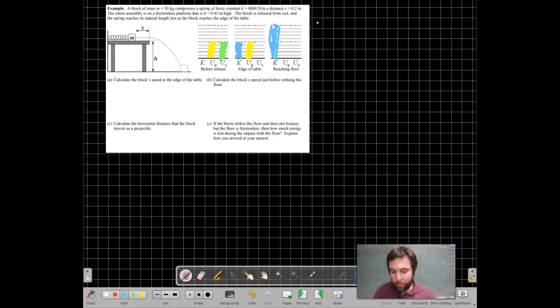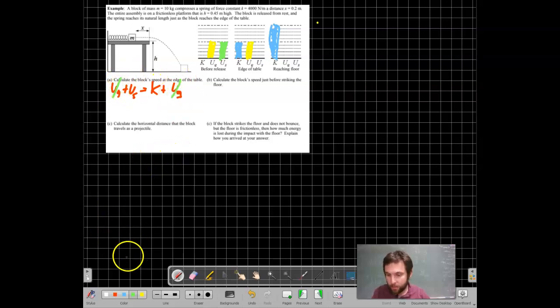Part A says calculate the block's speed at the edge of the table. Now that we've looked at the bar charts, and we have these here for reference, we can calculate the block's speed at the edge of the table by taking the energies we have in the beginning and setting them equal to the energies we have at the end. In the very beginning, we have gravitational potential energy and spring potential energy. And in the end, we have kinetic energy and gravitational potential energy. Oh, we've got gravitational potential energy on both sides of this equation. So guess what that means?